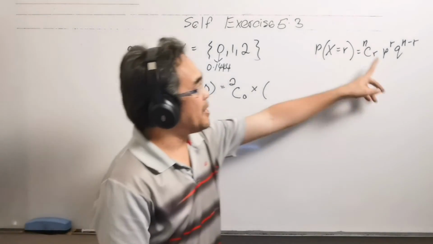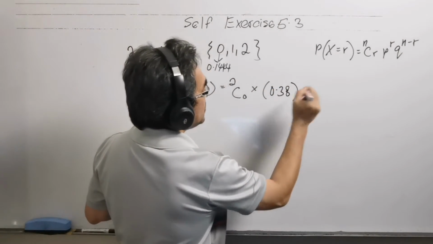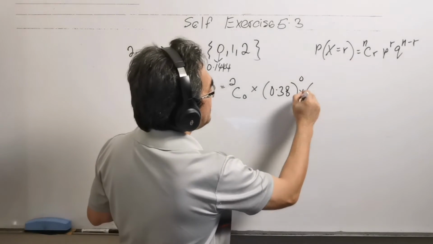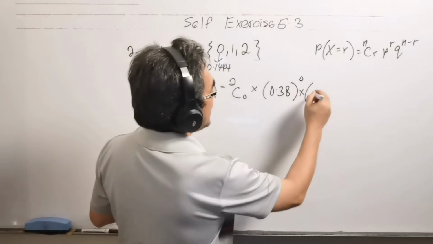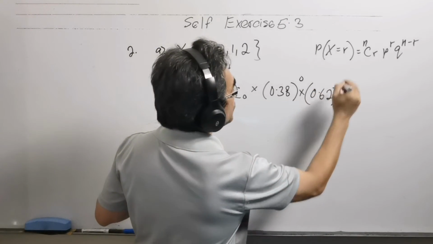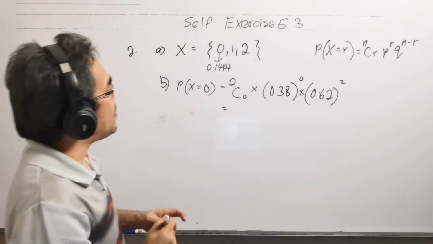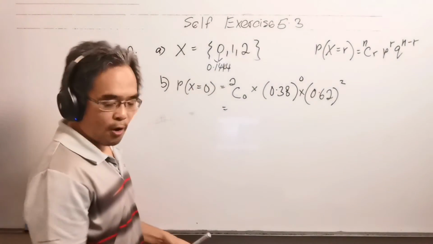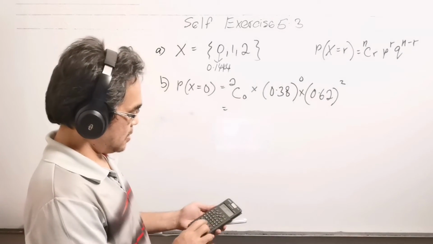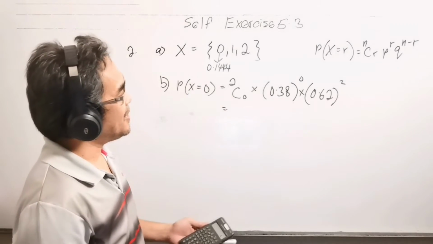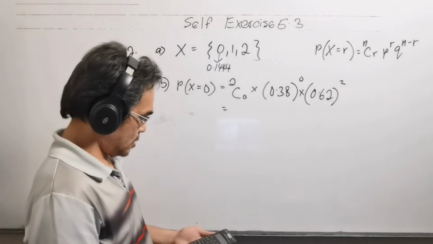So this is about the story of getting a white car, 0.38 to the power of 0, multiplied by buying other colors, that is 0.62 to the power of 2. You help me, press the calculator and see whether you could get 0.1444. Do you know where to get 2C0?